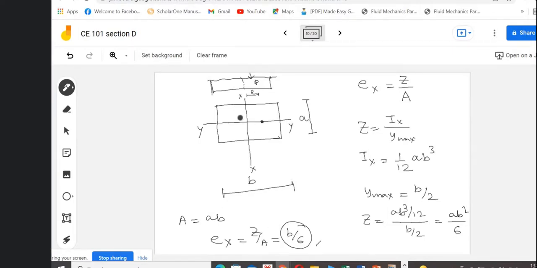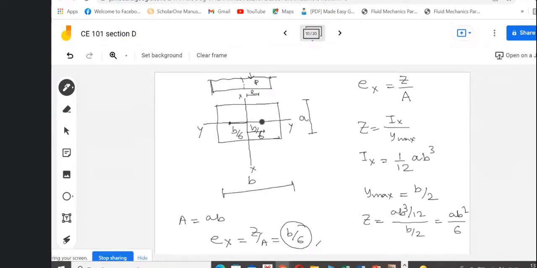Means the load P may act any distance away from the x-axis, the distance being B by 6. So here it is acting in this direction, so it is the B by 6 distance it should be. If the load acts here, then this will be compressive and this will be tensile. So here also the same law is implied, that is B by 6 happens.